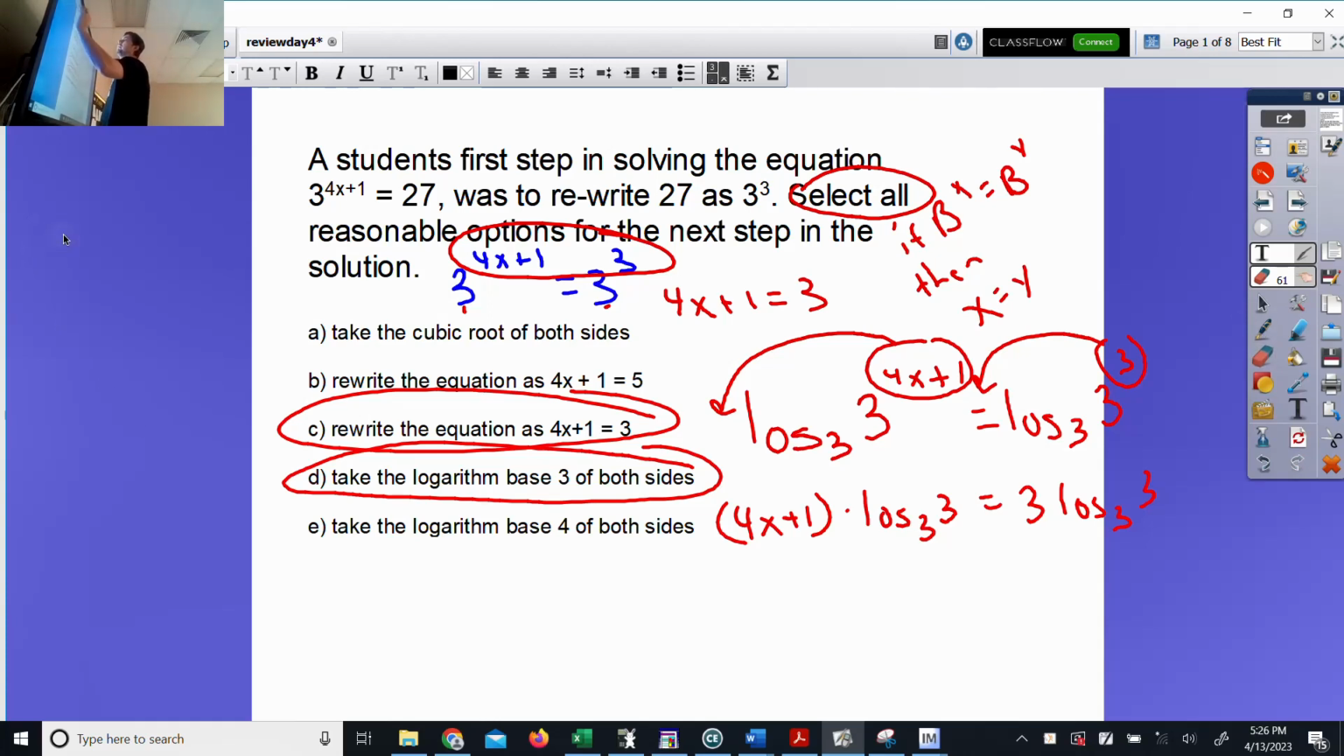Now, some of you know what log base 3 of 3 is worth. Some of you don't. Log base 3 of 3, it is 1. Now, if you don't see that, if you don't know that, this says what power of 3 creates a 3.